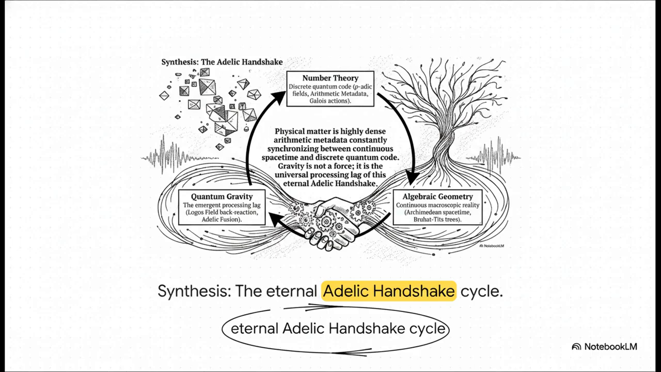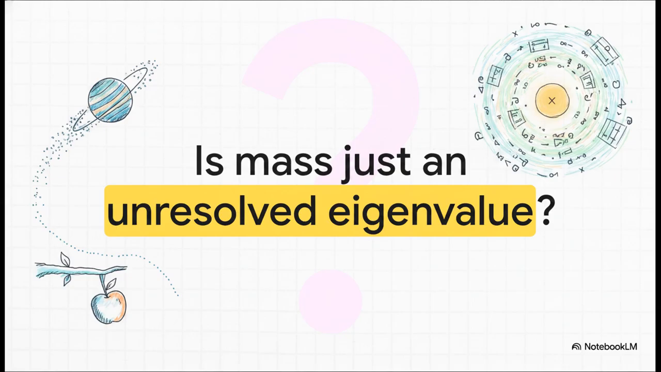Remember, gravity isn't a force here. It's the universal processing lag of this eternal handshake, which leaves us with a profoundly deep question to walk away with today. If macroscopic gravity is simply the universe lagging while processing discrete arithmetic data, what does that actually mean for the fundamental nature of mass itself? Is the physical matter we interact with daily simply an unresolved eigenvalue in an eternal universal calculation? Think about that the next time you drop an object and watch it fall.